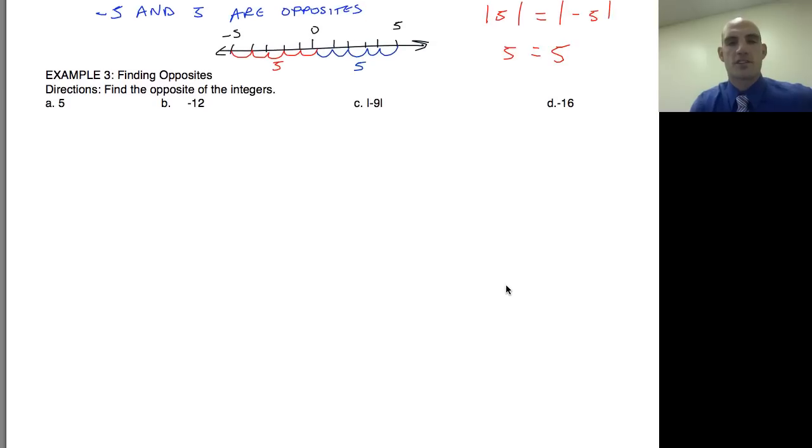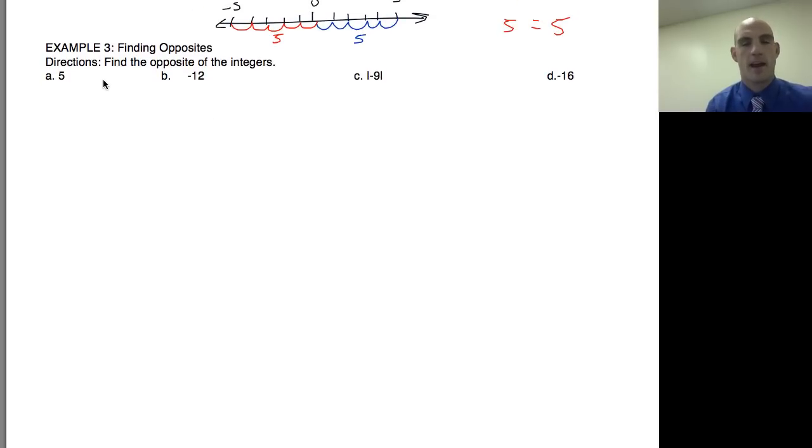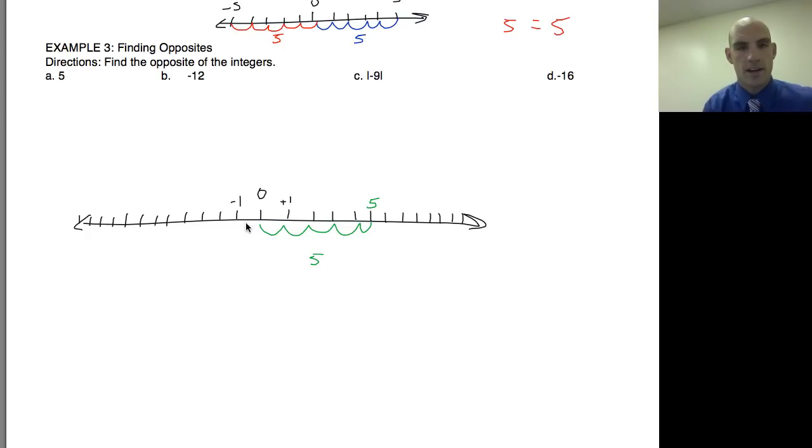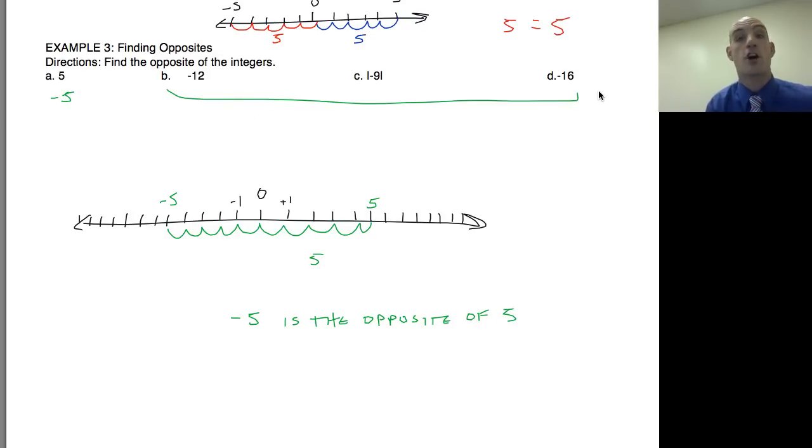For example 3, I'd like you to find the opposites of these numbers. You can do this in a couple of different ways. If it were me, I would try to do the first couple using the number line. So I would go 2, 3, 4, 5, 6, 7, 8, 9, 10, 11, 12, and 1, 2, 3, 4, 5, 6, 7, 8, 9, 10, 11, 12. You can always extend it. If I've got 5 here, and it's 5 spaces from 0, I need to go on the other side of 0 and go 1, 2, 3, 4, 5. So -5 is the opposite of 5. See if you can do these 3 on your own, and we'll talk about it in class.